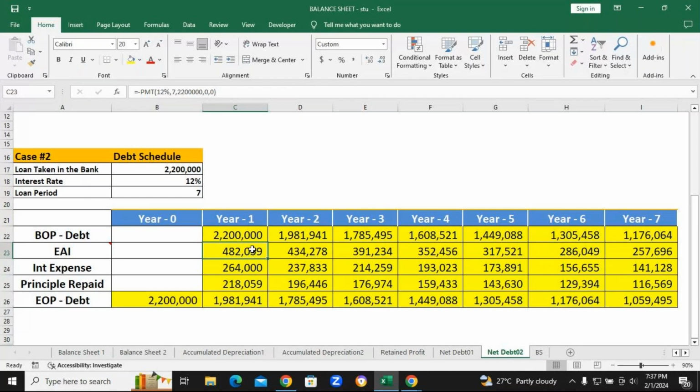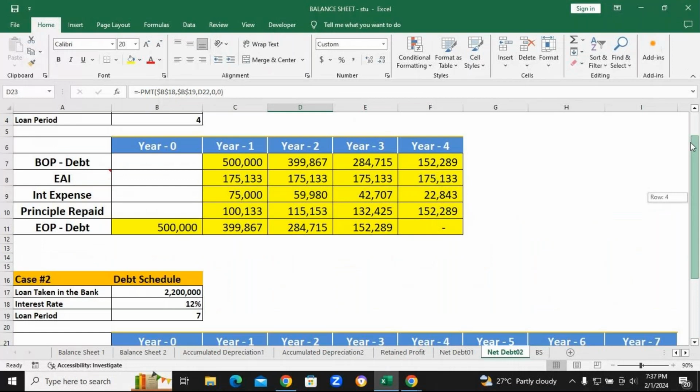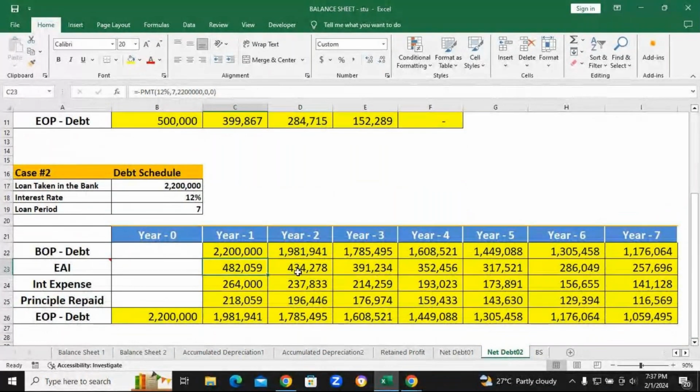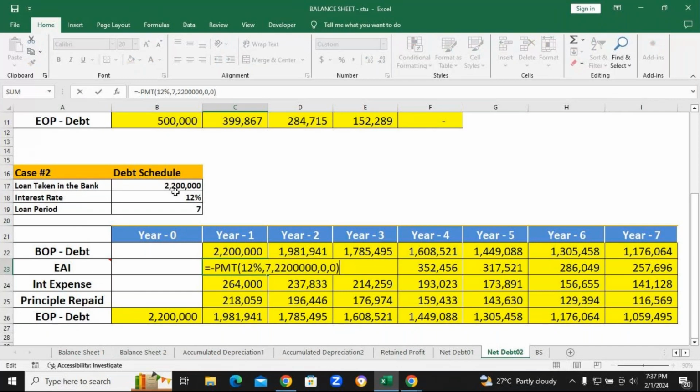Ma'am, shouldn't all the EAI be the same? Sorry? Shouldn't all the EAI be the same for each year? Because in the previous problem, it's all the same, on 22 lakhs. Yeah, I mean for the second year, third year, and fourth year too. Okay, then we will fix the values as we have done, right?